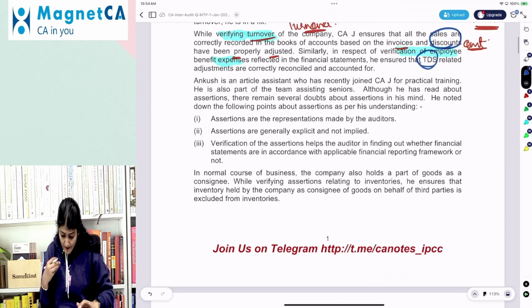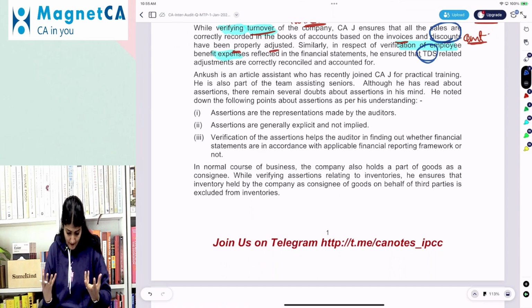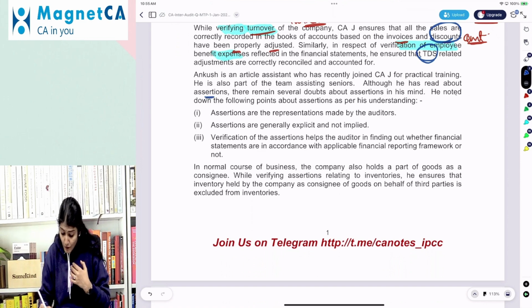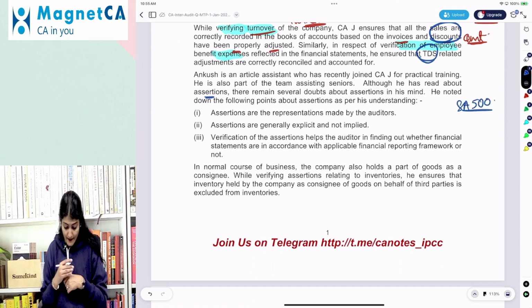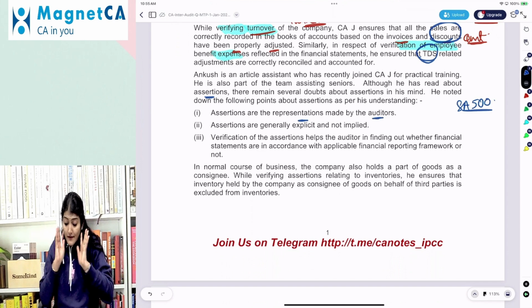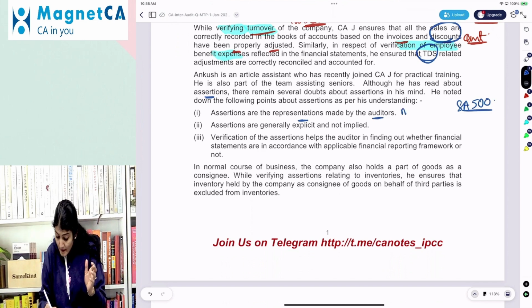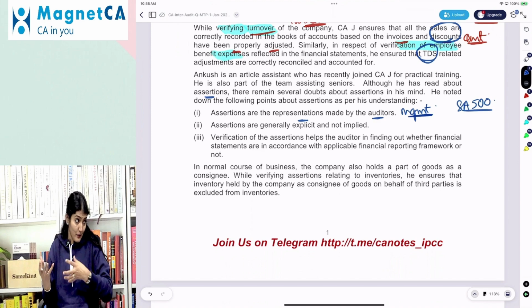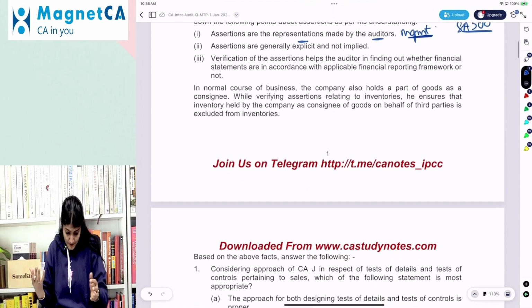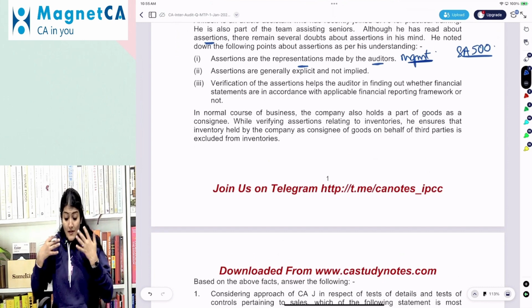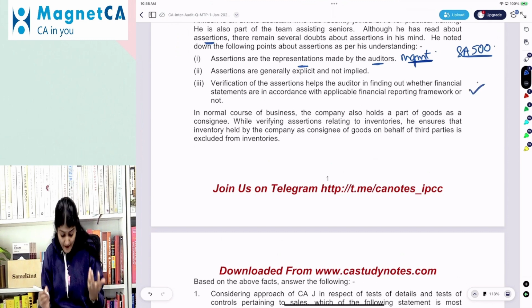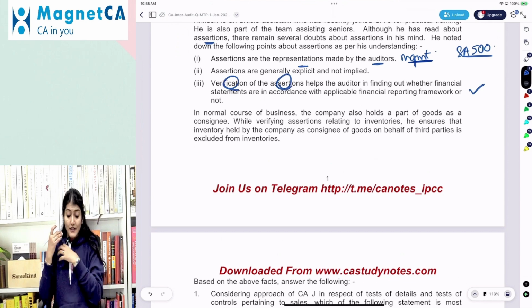Then Ankush is an article assistant who has recently joined CAJ for practical training. He is also a part of the team assisting seniors. He has read about assertions. There remains doubt about assertions in his mind. He noted down the following points about assertions as per his understanding. Assertions are the representations made by the auditor. Oh my God, these are the representations made by the management. Assertions are generally explicit and not implied. No, they could be explicit or they could be implied assertions. Verification of the assertion helps the auditor to find out whether financial statements are prepared in accordance with AFRF or not. Yes, that is why we check each balance sheet item and each P&L assertion.